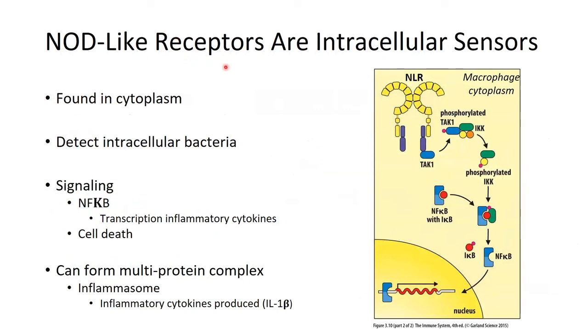And then lastly, nod-like receptors are intracellular sensors. Similar principle to the toll-like receptors, but they're found in the cytoplasm, and they specialize in detecting intracellular bacteria. They also feed into NF-kappa B signaling, but they can also activate cell death because, as you can imagine, if a cell is infected by intracellular bacteria, then it may be beneficial to the whole body to sacrifice that cell and trigger cell death rather than let the infection spread.